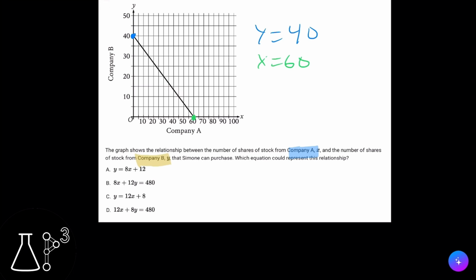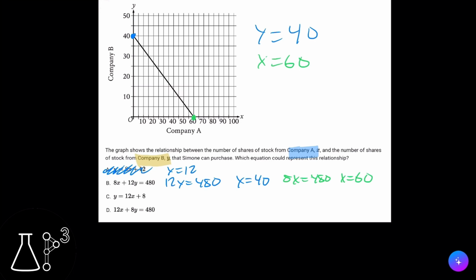Let's do A first. If I plug in 0 for x, I'm going to get y equals 12. That doesn't correspond, so let me cross that out. Let me solve for y in the second equation. I'm going to get 12y equals 480, and if I divide by 12 on both sides, y equals 40. That corresponds to the y-intercept. But let me look for the x-intercept just to be safe. If I plug in 0 for y, I'm going to get 8x equals 480. Divide by 8, x equals 60. So both the y-intercept and x-intercept match.